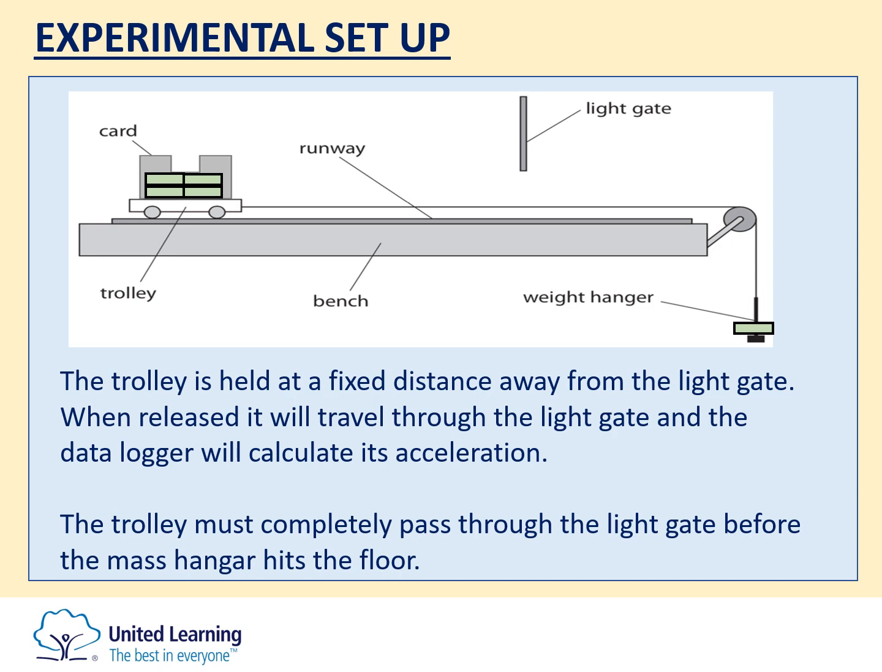Now, you are going to then release the trolley and allow the weight hanger to pull the trolley forwards through the light gate, and the data logger will calculate the acceleration of the trolley for you. It's always a good idea to repeat this process at least twice, ideally three times, before moving on to the next value.